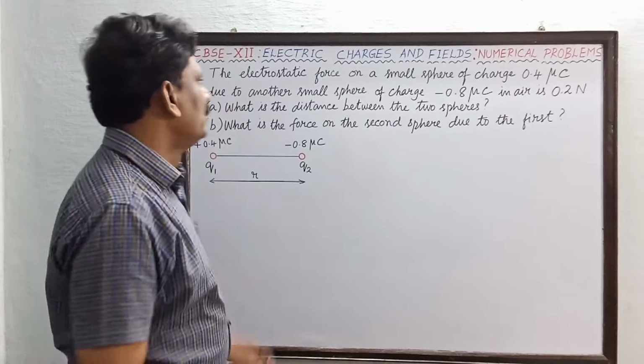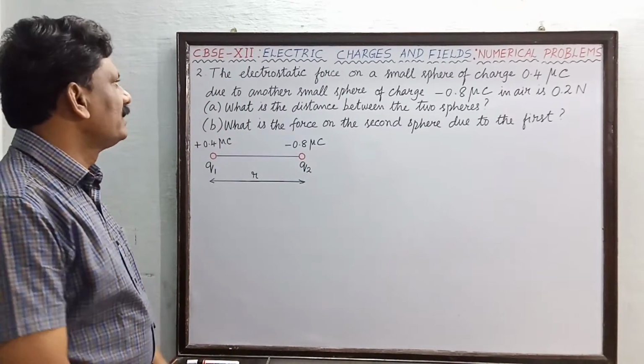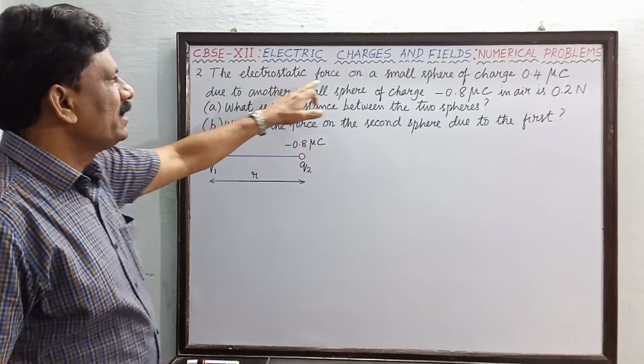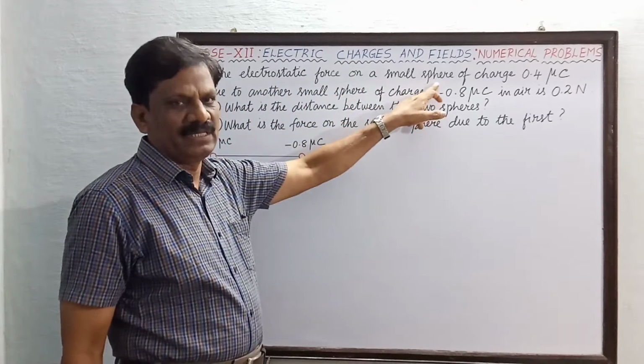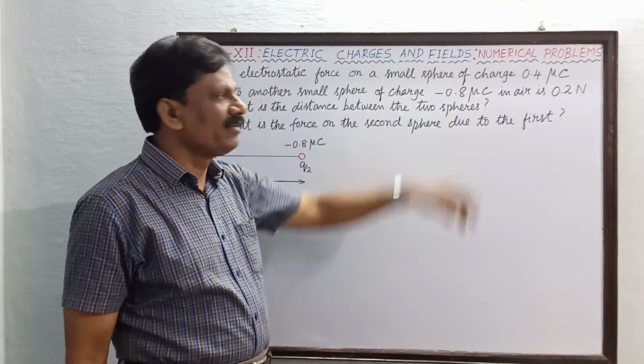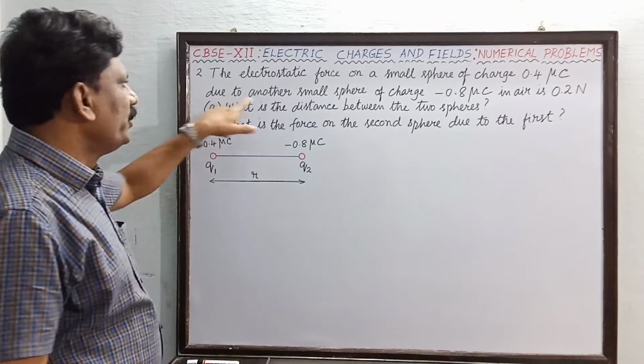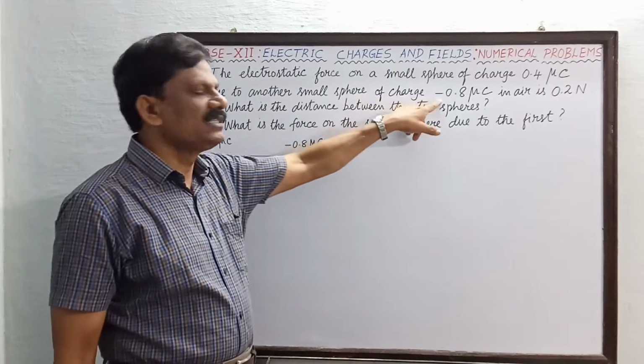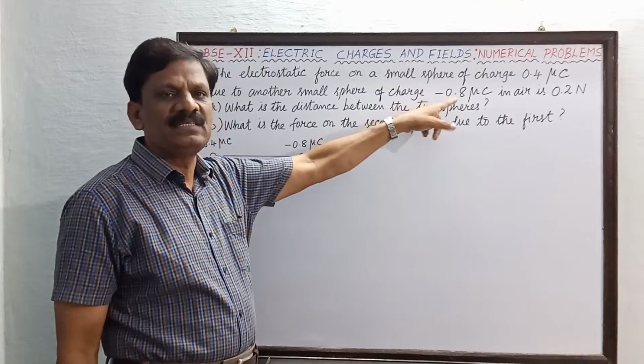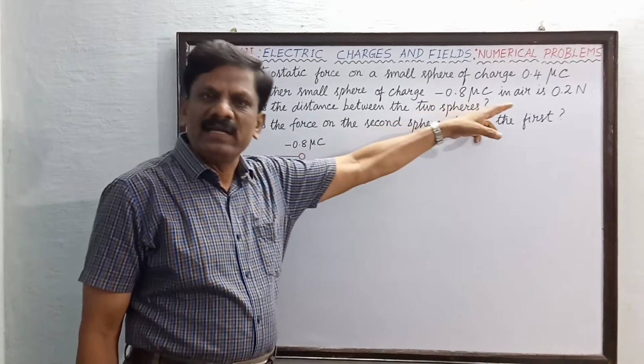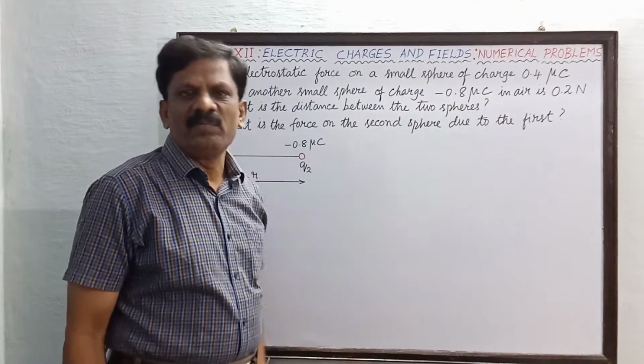Hi students, now the second problem in the exercise. The electrostatic force on a small sphere of charge 0.4 microcoulomb due to another small sphere of charge minus 0.8 microcoulomb in air. So the force is 0.2 Newton.